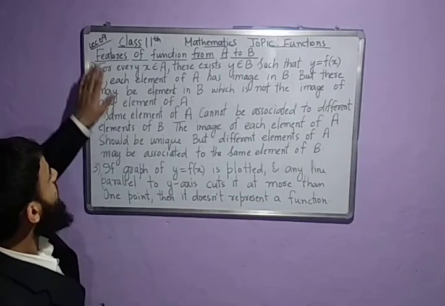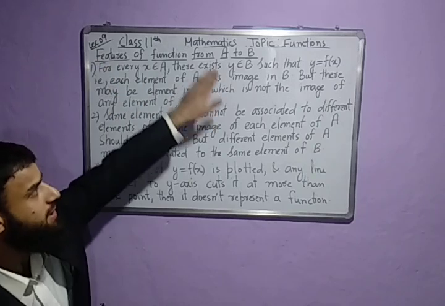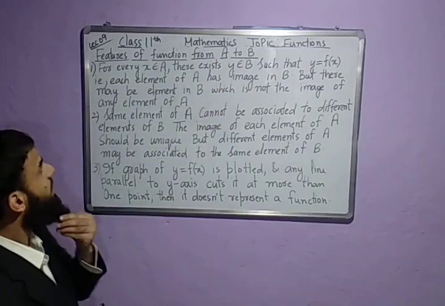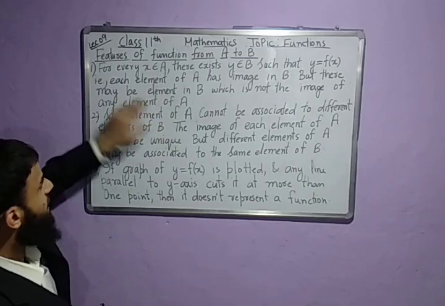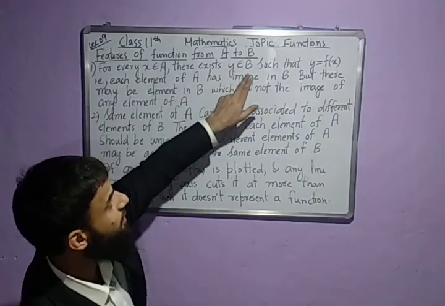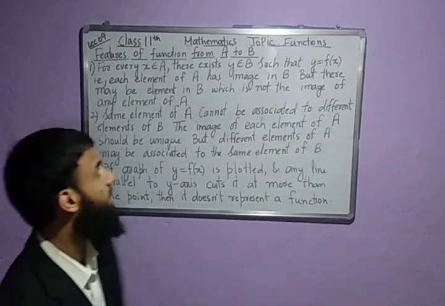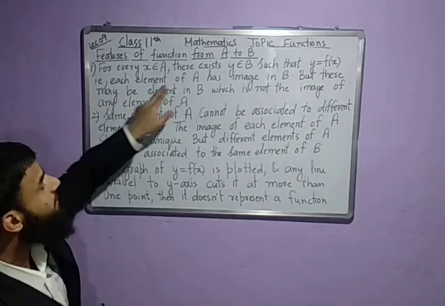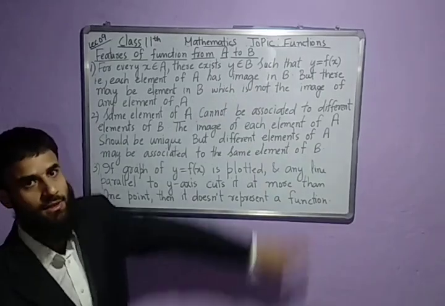Now I want to discuss here features of functions from set A to set B. The first one is: for every x belonging to A, there exists y belonging to B such that y is equal to f of x. That is, each element of A has an image in B.